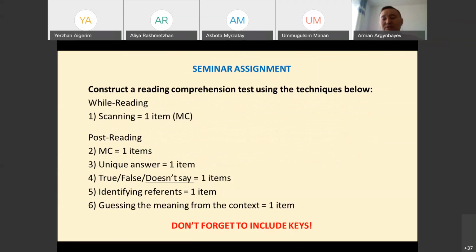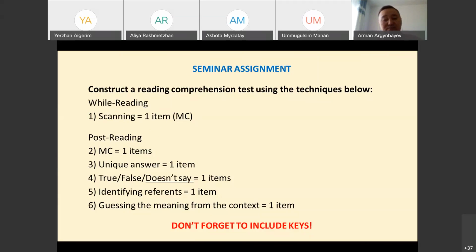So I'll bring some texts. Every group will have a different text, and they will have to read it first, of course, and then they'll have to ask 6 questions, as shown here. So one item for scanning, then multiple choice with a unique answer. True, false, doesn't say. They must ask a question on doesn't say.